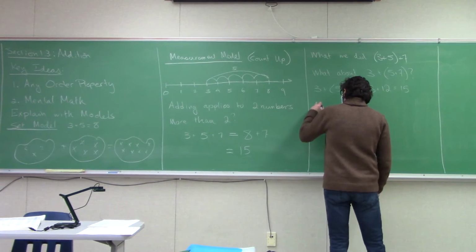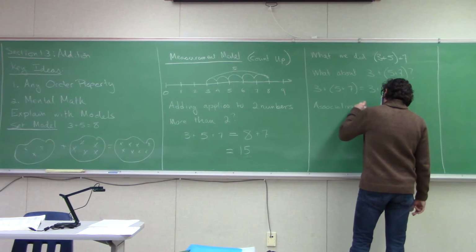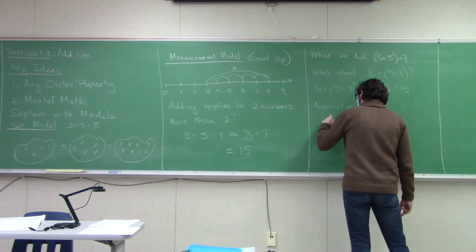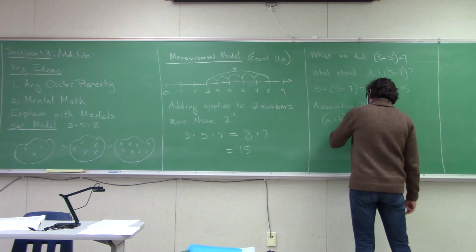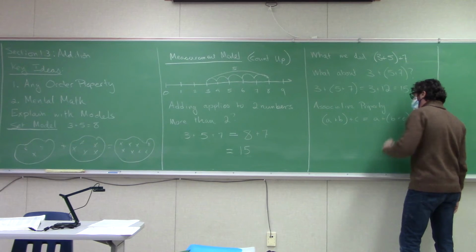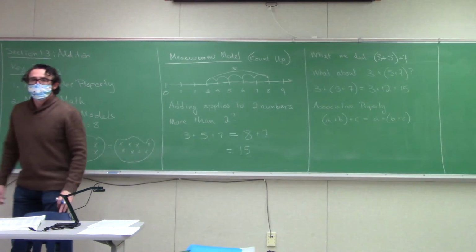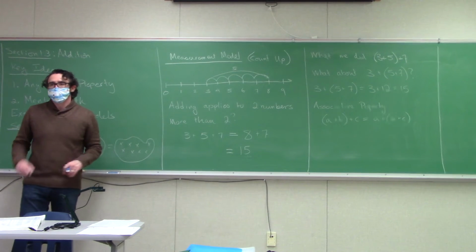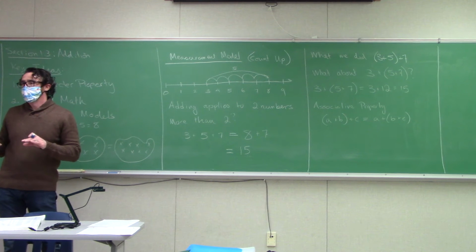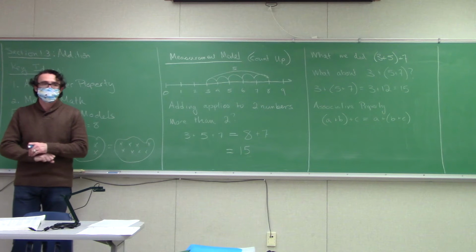That actually has a special name. That's called the associative property. And the associative property in symbols says this. So that's part of the any order property of addition. But that's not the only part of the any order property.